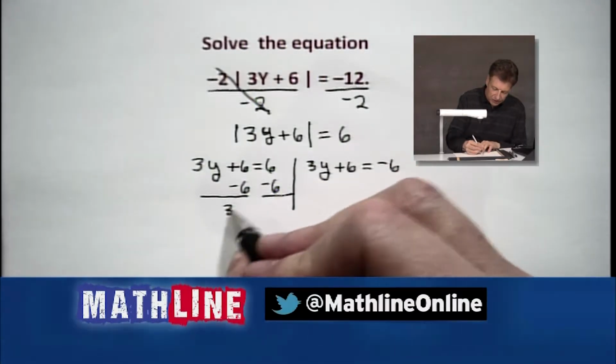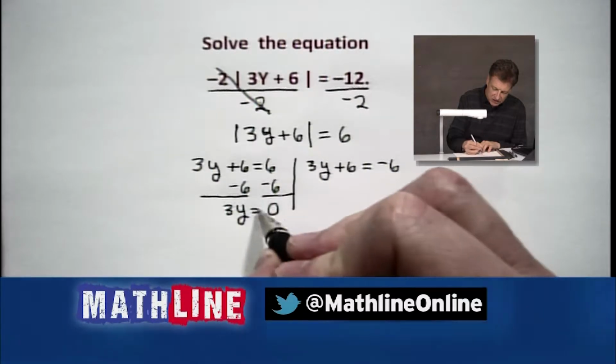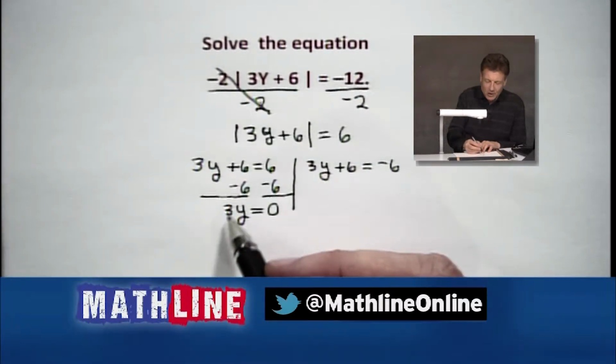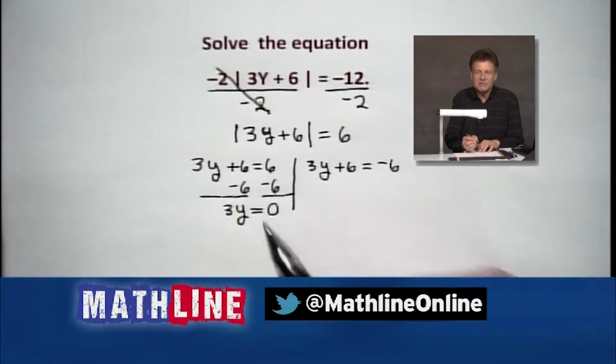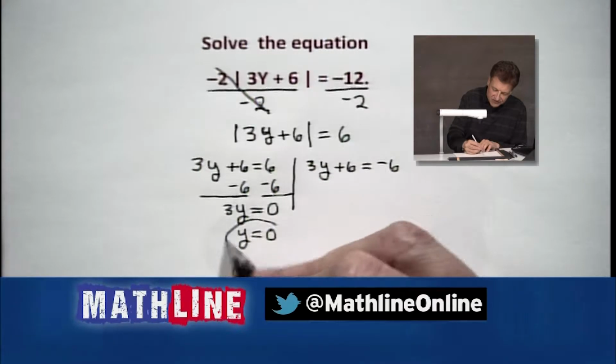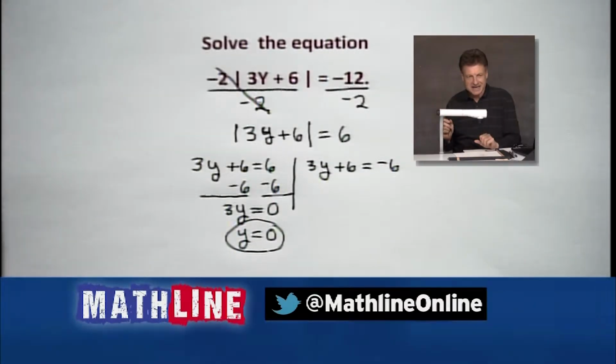I'm getting 3y equal to 0. And again, some of you students are out there going, oh, let's panic. No, let's not. We're going to say, 3 times what number gives us 0? Well, that's pretty obvious. y equals 0. And dear friends, that's a solution. We'll check it here in just a second.